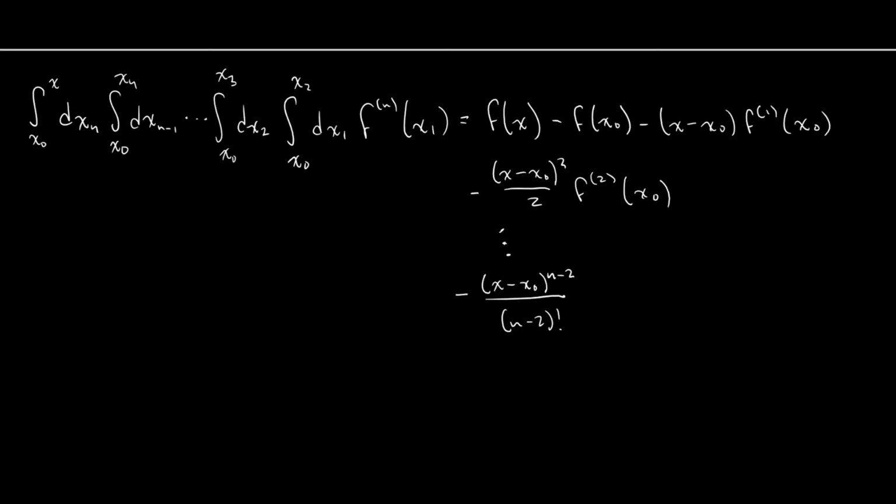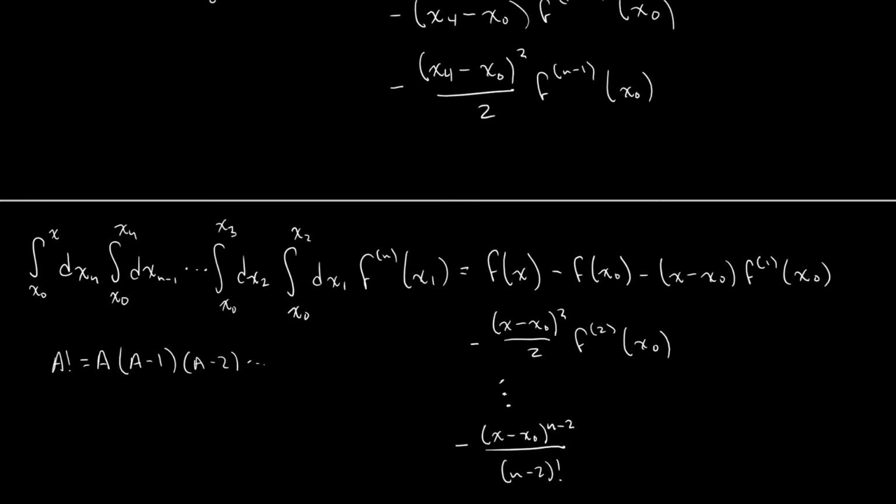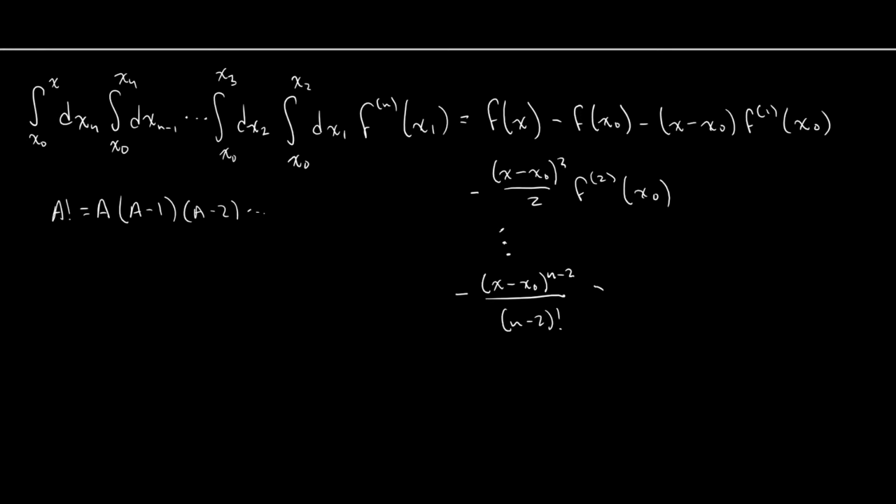Let me write this factorial. Basically, I have a factorial. This is a times a minus 1 times a minus 2 all the way down to 1. And this just comes from what I was saying before, is each time we raise the power in the numerator, we have to also divide by that power when we take the integral. So that's where this factorial is coming from. This is the n minus 2 derivative at x naught. And then I get the final term, which is, oh, it should be (x minus x naught) to the n minus 1 over n minus 1 factorial, f^(n-1)(x naught).